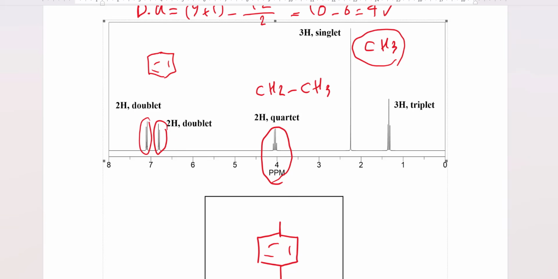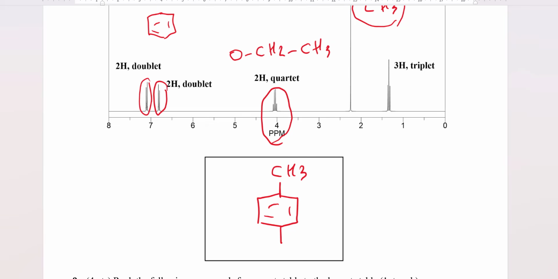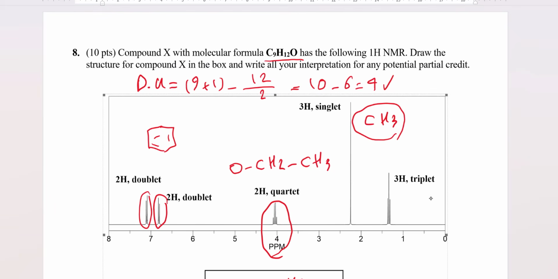So we have CH2O and we have CH3. On one of these two positions, I put CH3. On another position, we should have OCH2CH3. This is the structure for compound X in this question.